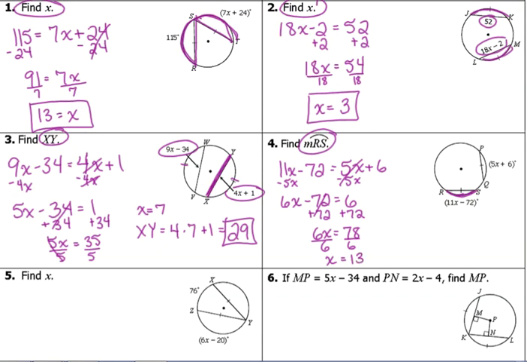We want RS. The expression for RS is 11 times x, which is 13, minus 72, which equals 71. This is an arc, so we put a degree symbol on it. That is a degree measure.